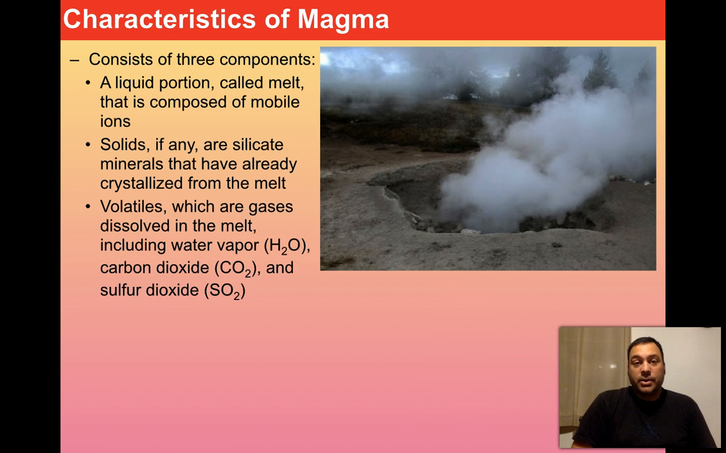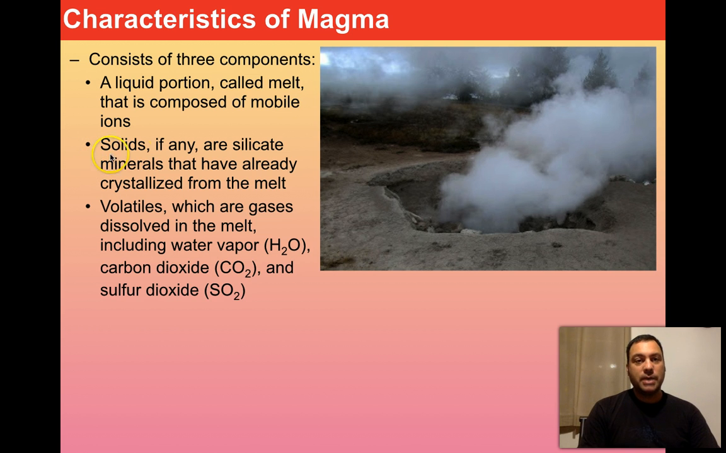To really have a good idea of igneous rocks and where they come from, and what makes them tick, especially when you get into volcanoes, you have to understand what makes a molten rock. First off, we need to understand that there are three components to magma. There's a liquid portion called melt, a really original name, but in fact, we call it melt. And this is composed of mobile ions.